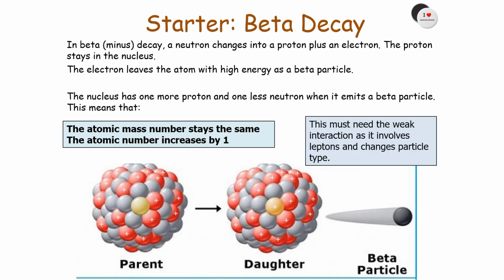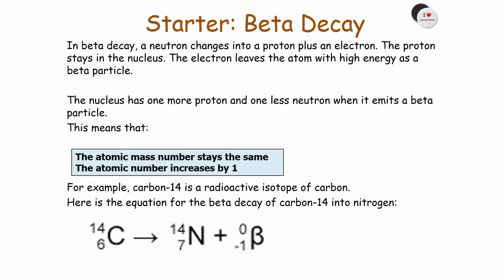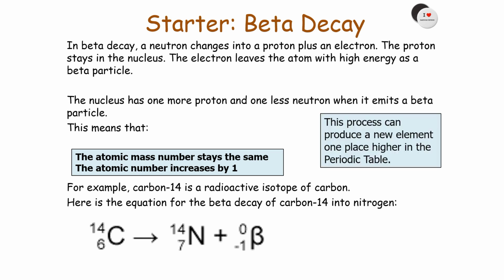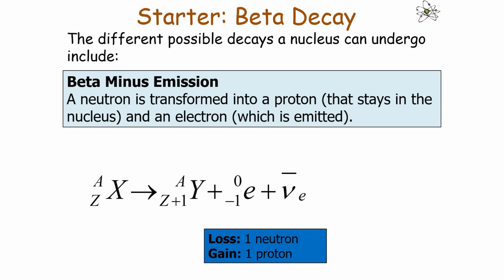The next type of emission is beta decay. Now, in beta minus decay, a neutron changes into a proton plus an electron. The proton stays in the nucleus and the electron leaves the atom with high energy as a beta particle. Now, the atomic mass number in this case will stay the same, whilst the atomic number increases by 1. So in beta minus decay, the nucleus has 1 more proton and 1 less neutron when it emits that beta particle. So it can produce a new element 1 place higher in the periodic table. So in beta minus emission, a neutron is transformed into a proton that stays in the nucleus, and an electron and an antineutrino, which are both emitted.